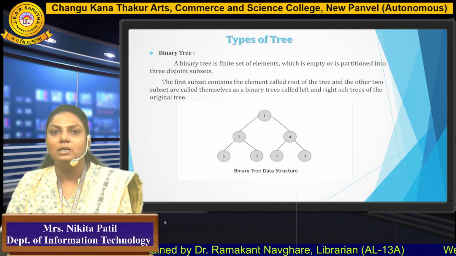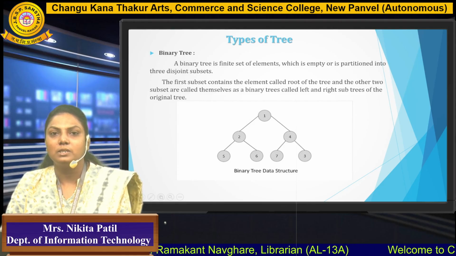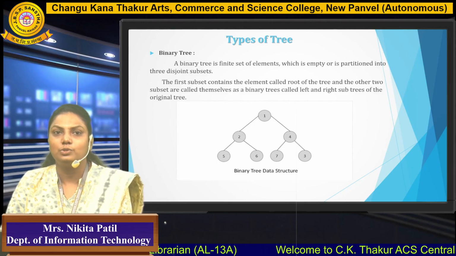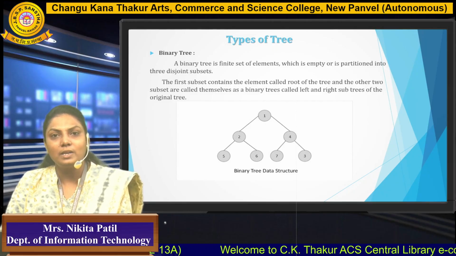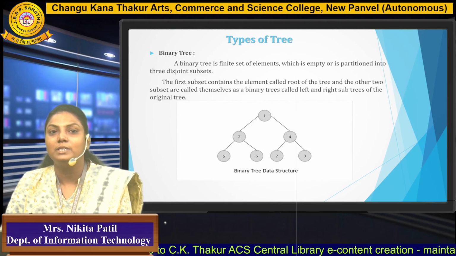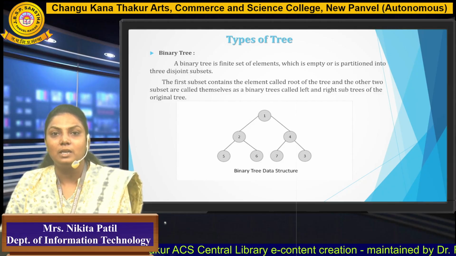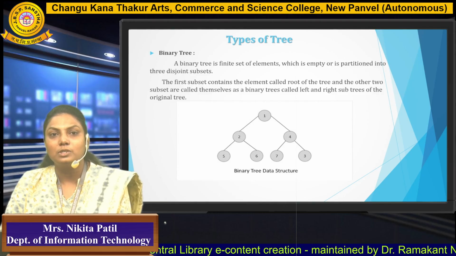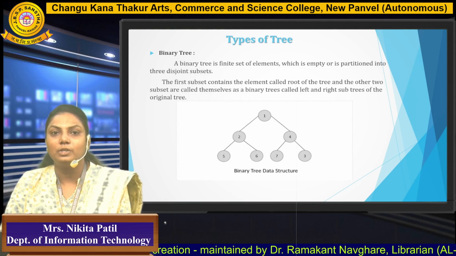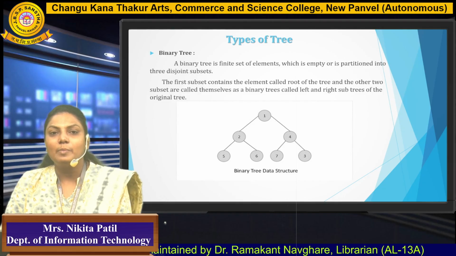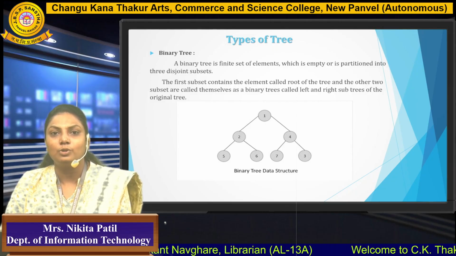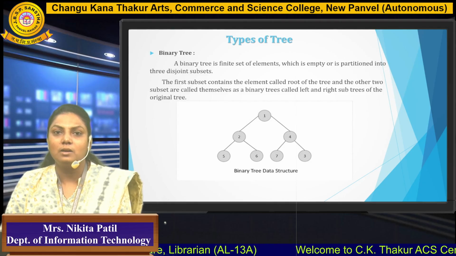So first we see the first type of tree, that is the binary tree. Okay, so binary is basically considered as two values, that is 0 and 1. A binary tree is a finite set of elements which is empty, or it is partitioned into three disjoint sets. The first subset contains the element called the root of the tree, and the other two subsets are themselves binary trees, called the left and the right subtree of the original tree. So basically a binary tree is a tree that has at least one or two children, not more than two children.